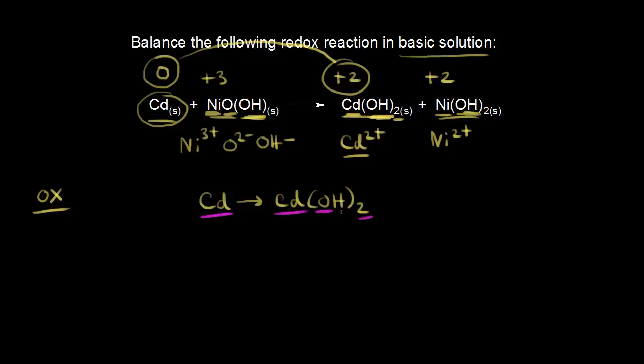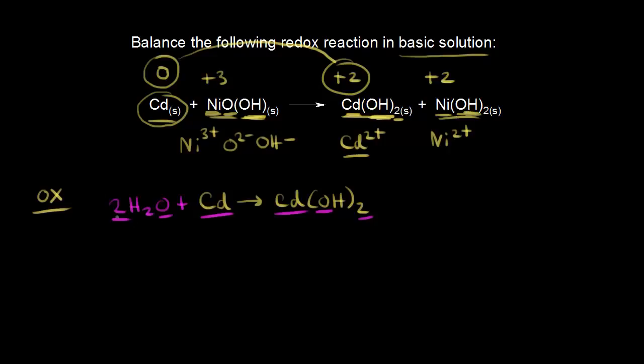We balance oxygen by adding water. So how many water molecules do we need to add to the left side to balance oxygen? We would need 2. So if we add 2 water molecules, now we have 2 oxygens on the left and 2 oxygens on the right. Next, we balance hydrogen, and we are going to pretend like this is in acidic solution. So we balance hydrogen by adding protons, by adding H+.